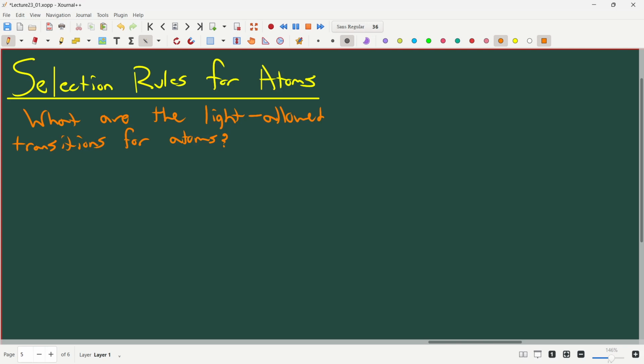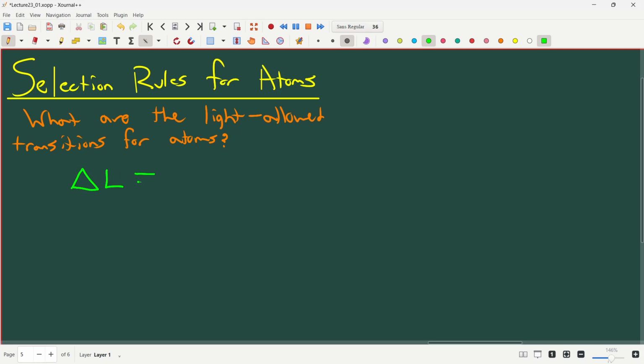Okay. And the rules are very, very simple. All right, so what I've claimed is that you can't move from S to S. So there's a very simple rule that's actually very, very hard. And the first one is probably that delta L can either be 0 or plus or minus 1. But for hydrogen, only delta L equals plus or minus 1 is allowed.